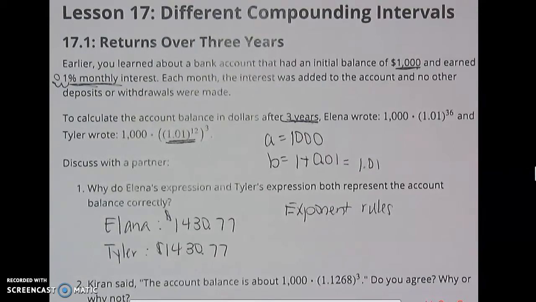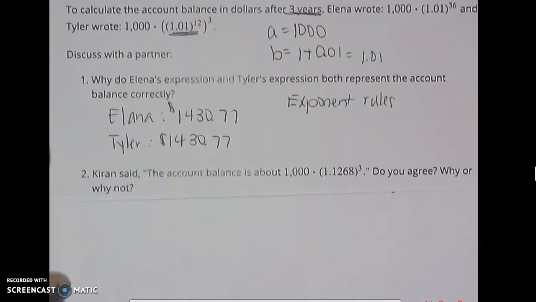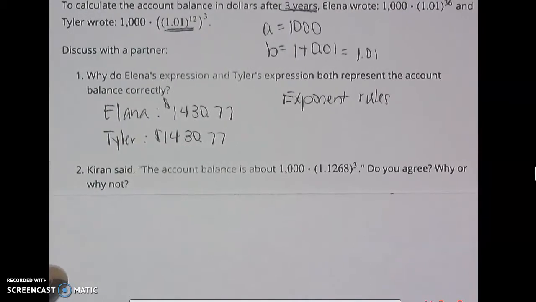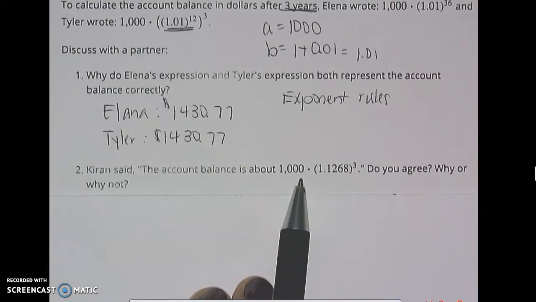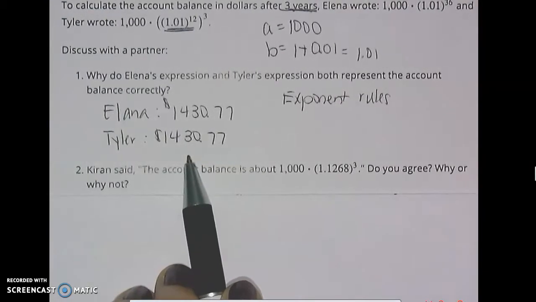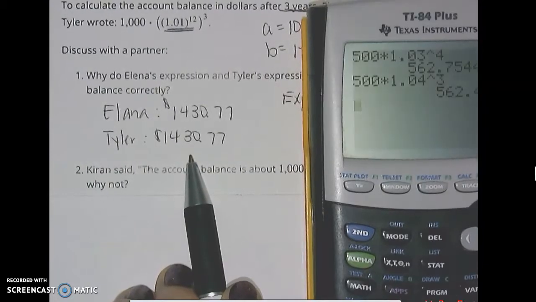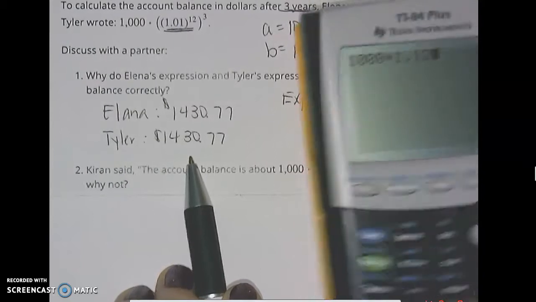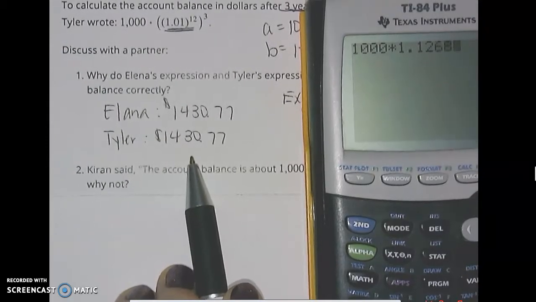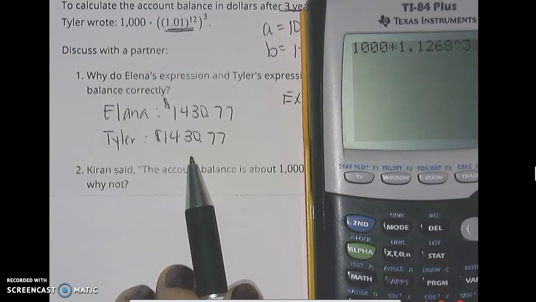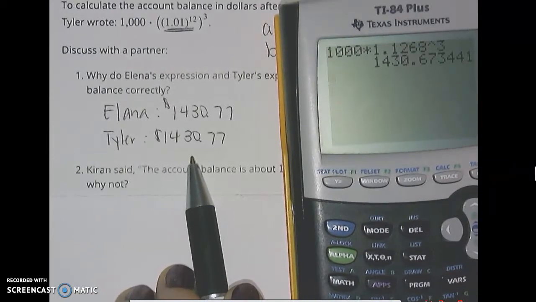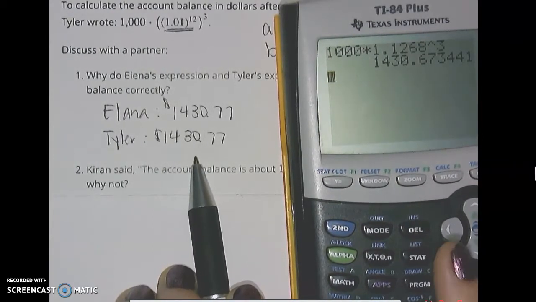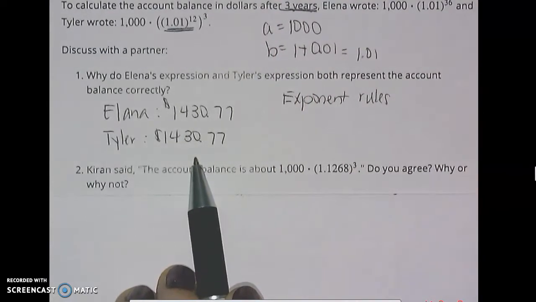Kieran said that the account balance is 1,000 times 1.1268 to the third power. Do you agree? Why or why not? If you plug this into the calculator, it's not going to give you this same amount. So if we do that really fast here, we take 1,000 times 1.1268 to the third power. It doesn't give you the exact same amount. It's close, but not exactly there. So why is that the case?